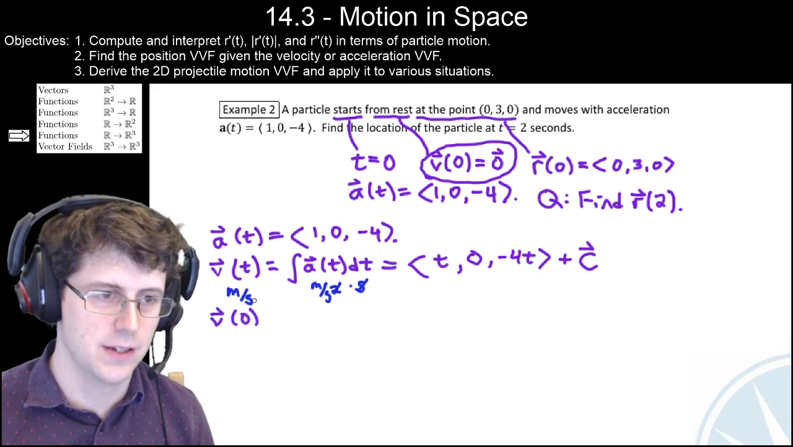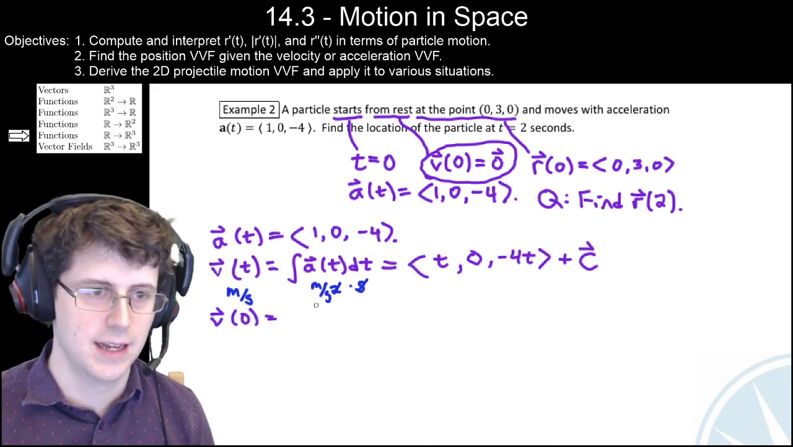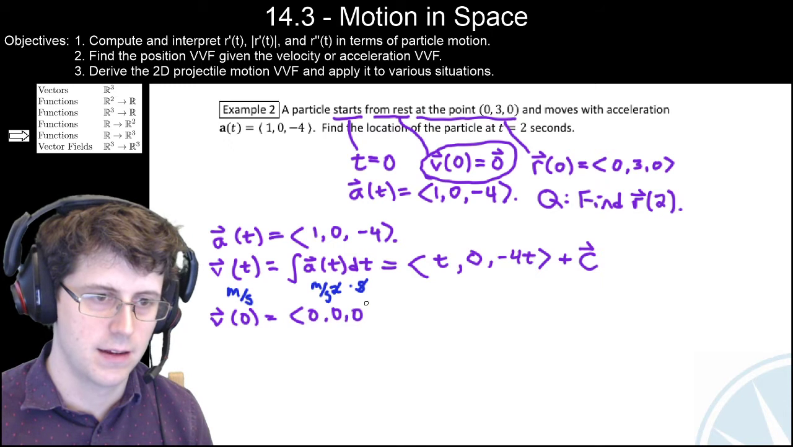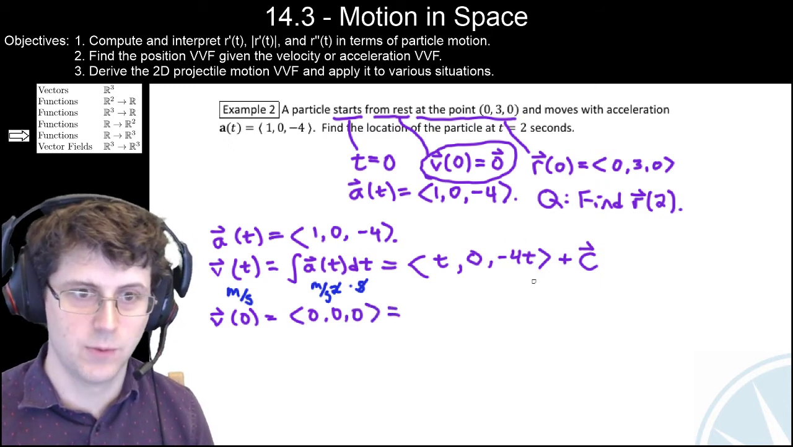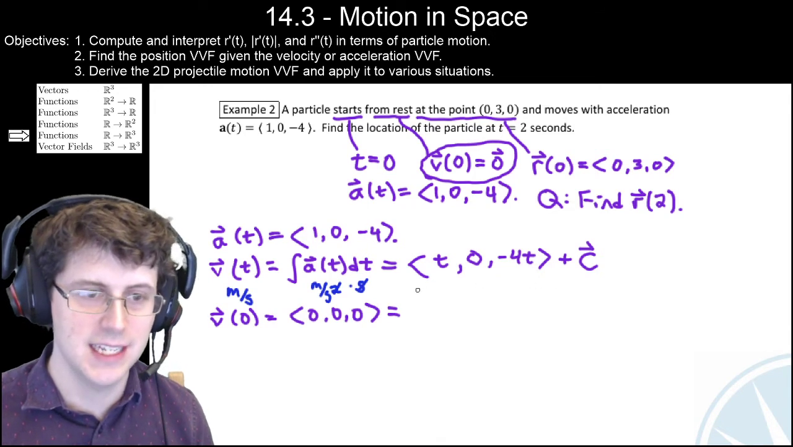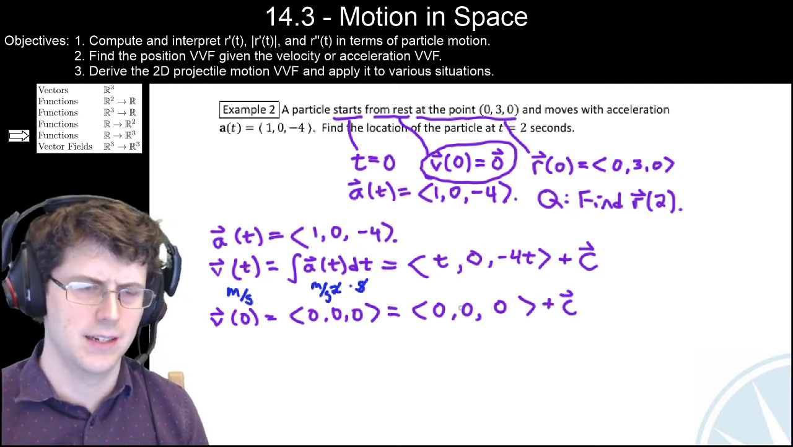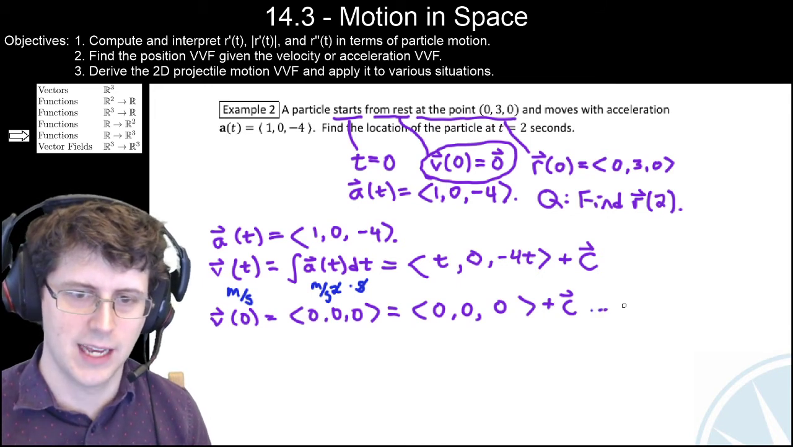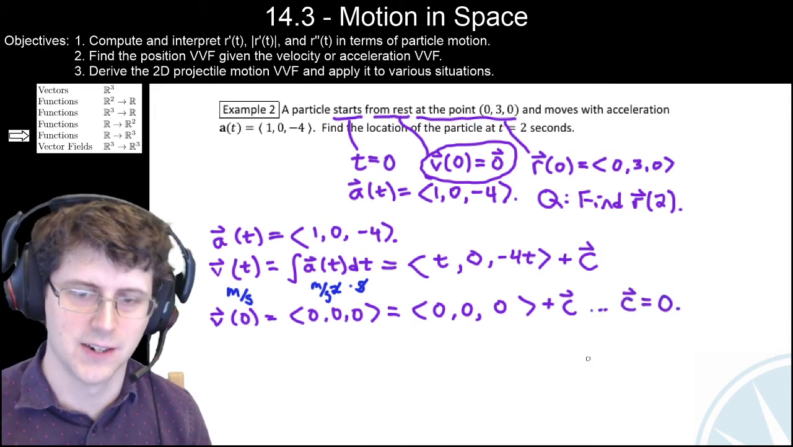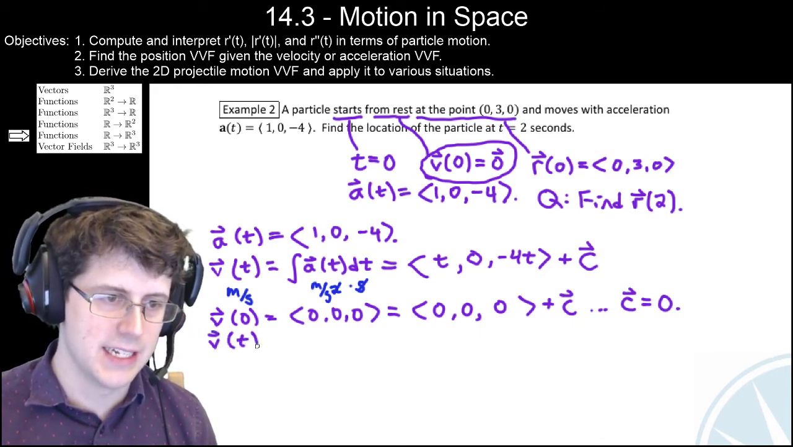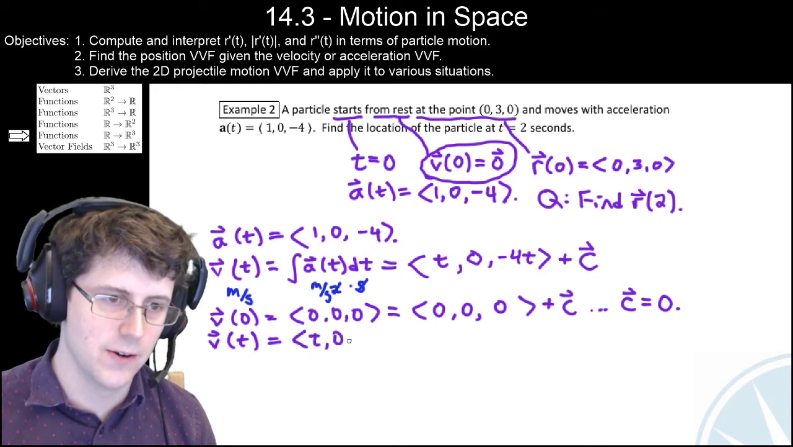So I'll plug in 0 for the velocity function. This tells me that I'm supposed to get the 0 vector. But what I just found tells me I should be able to plug in 0 for t and get the same thing. Okay, so 0 is 0 plus c. Oh, okay, well, I guess my c vector was just 0. That's okay. So what does that mean? That means that my velocity vector was actually t, 0, minus 4t, and all the c's came out to 0.